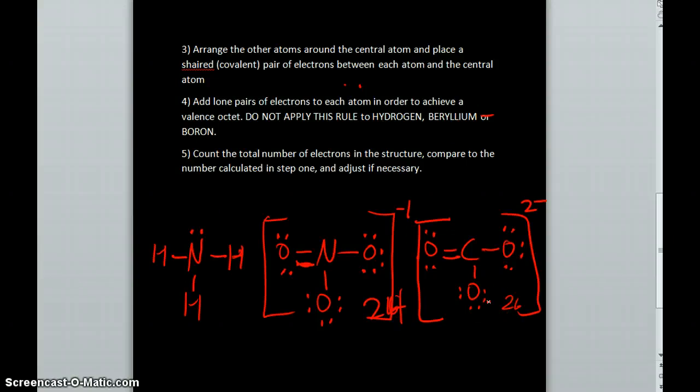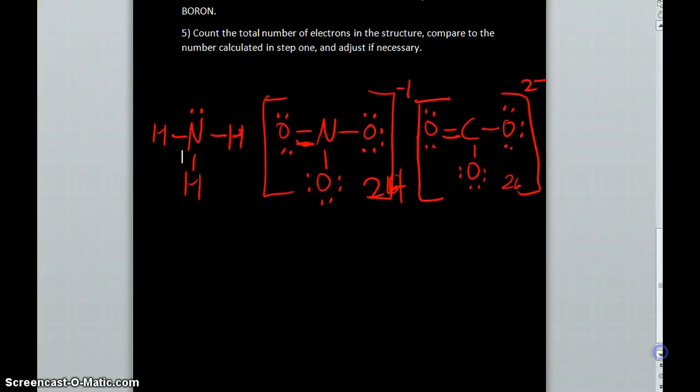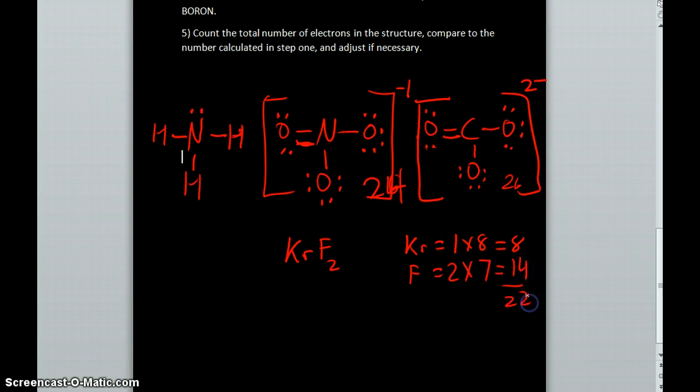Now, let's do another one where we actually have too few electrons when we're done. And as an example, I'm going to choose, say, krypton difluoride. Now, before I choose a central atom, let's make our calculation. Being a group 8 atom, krypton should have 8 valence electrons. And my 2 fluorines, halogens, should have 7 each. The structure should have 22 valence electrons, or it's incorrect.